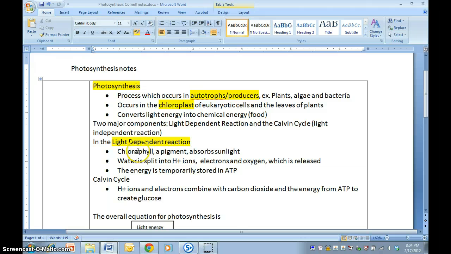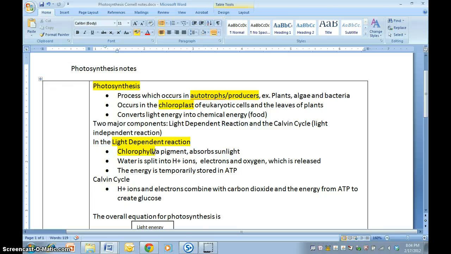Number one, the chlorophyll, which is a pigment, absorbed the sunlight. Now, hopefully you do remember something about pigments and the light spectrum. If you remember ROY G. BIV: red, orange, yellow, green, blue, indigo, and violet. Did I say that right? That is the light spectrum.